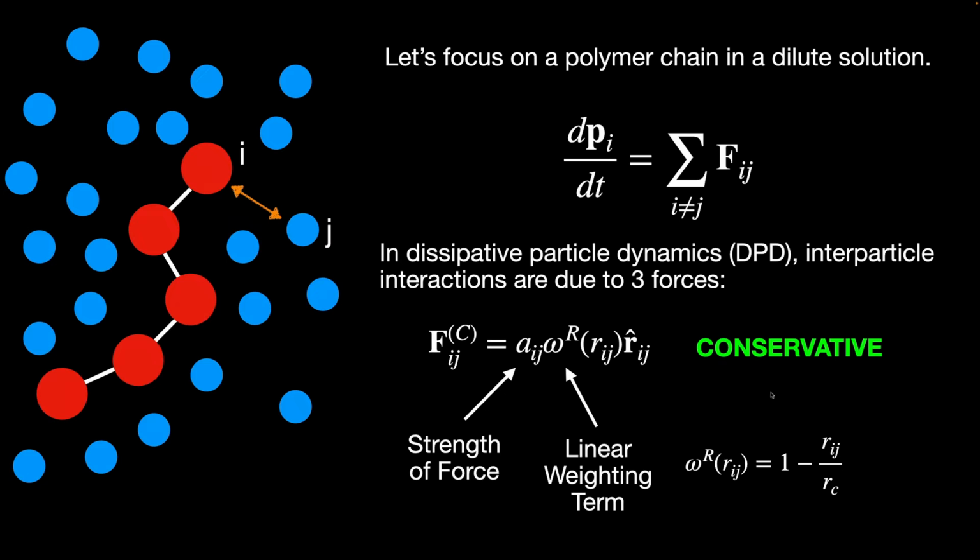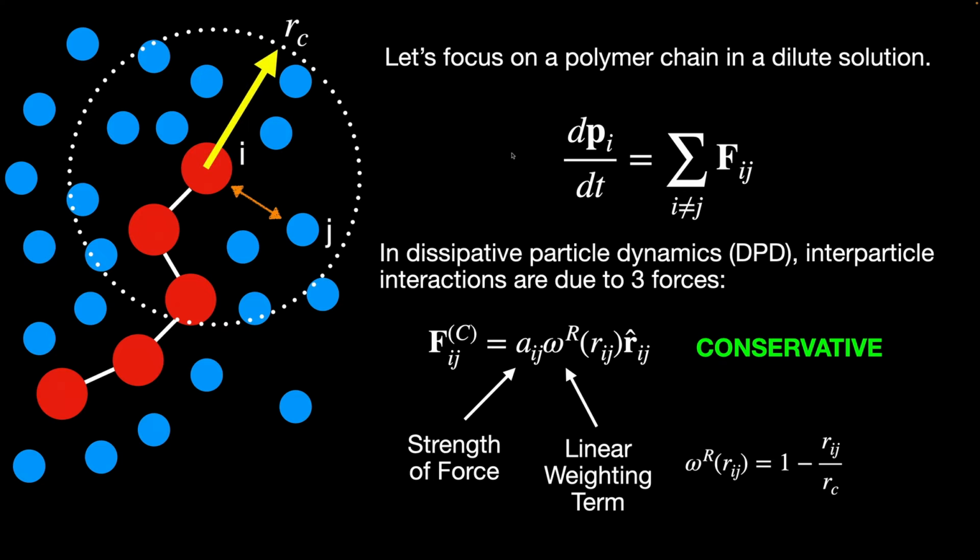Now, you probably notice in this weighting term here, there's this RC in the denominator. This is what sets the fundamental length scale in our simulation. And so we say that particles are only going to interact with each other if they're within a distance equal to RC. And we typically set RC equal to 1. So this cutoff distance is basically the range of the conservative force. Anything outside of this has no interaction with the particles inside.